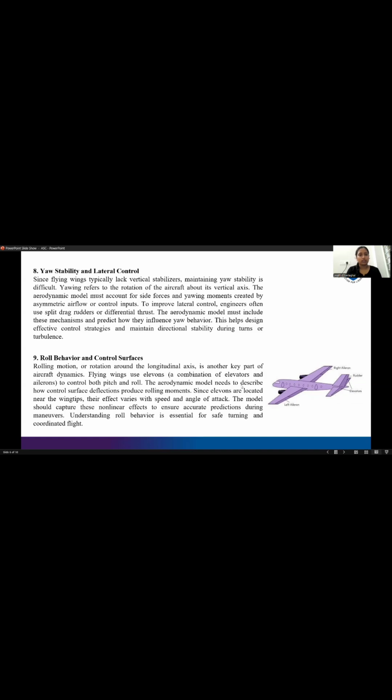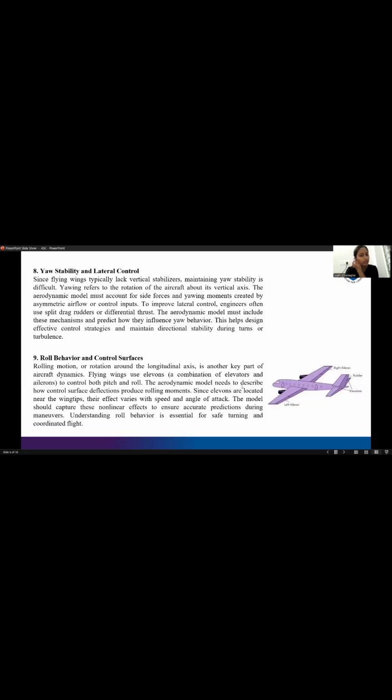Yaw refers to the rotation of the aircraft about its vertical axis. The aerodynamic model must account for side forces and yawing moments created by asymmetrical airflow or control inputs to improve lateral control. Engineers often use split drag rudders or differential thrust. The aerodynamic model must include these mechanisms and predict how they influence yaw behavior. This helps design effective control strategies and maintain directional stability during turns or turbulence.